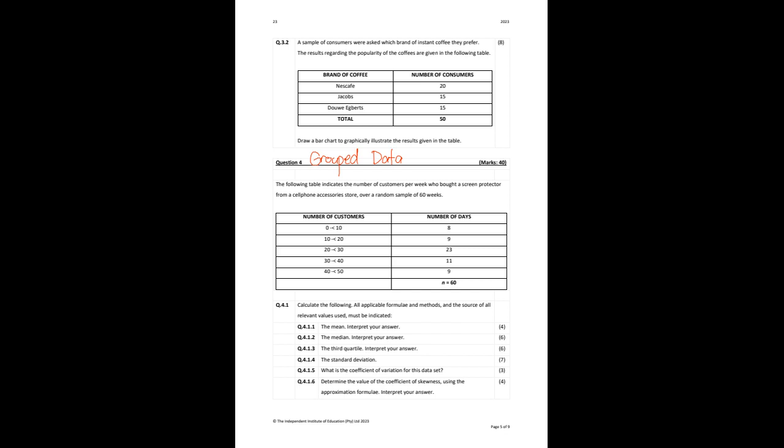But I would suggest sticking to the one that is at the back of your assignment, because it is the most recent one. And it is the one that will be in your exam as well. So it has all of the formulas for learning unit 3, for your grouped data section specifically.